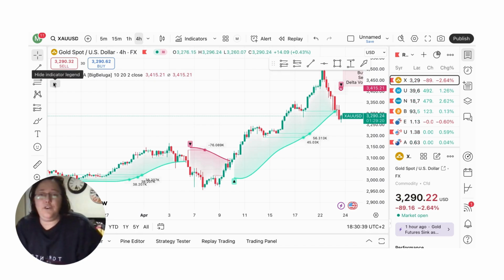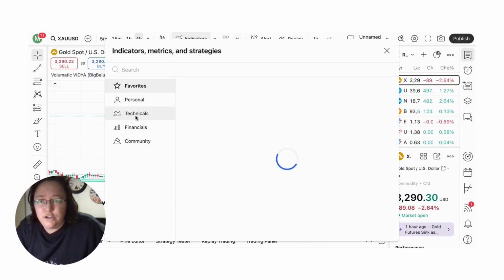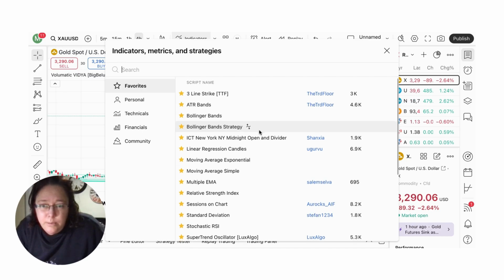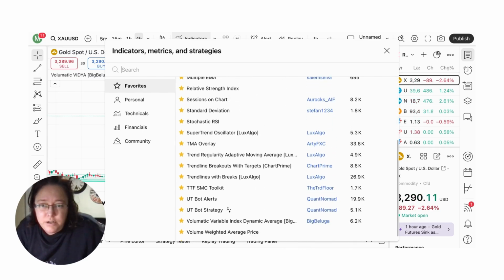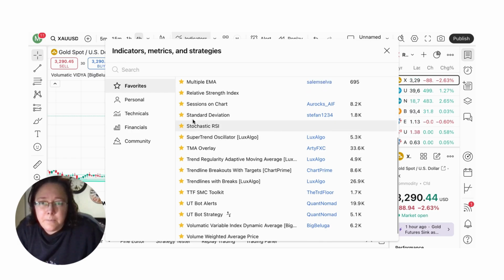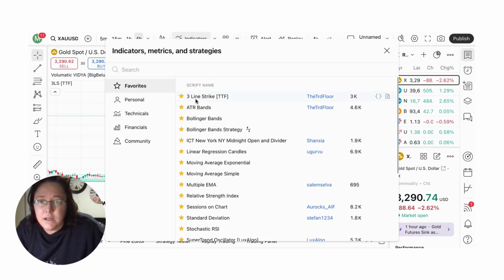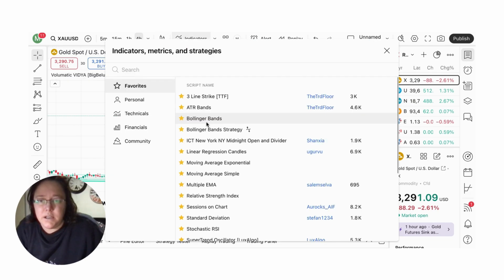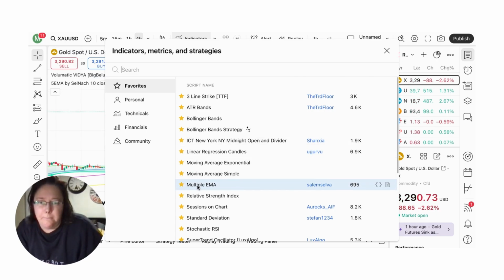Right. So the first indicator that you are going to look for is the moving averages. Why can I not find my indicator here? Multiple EMA. Okay, so you're going to look for the Multiple EMA by Salim Salva, this one.